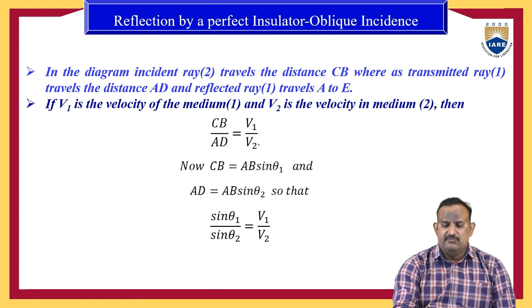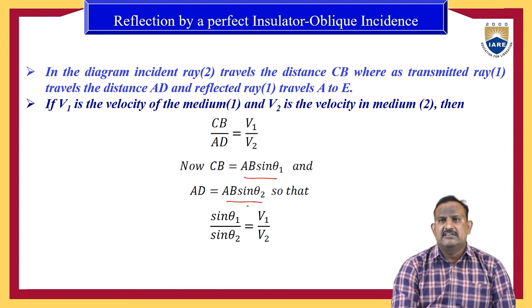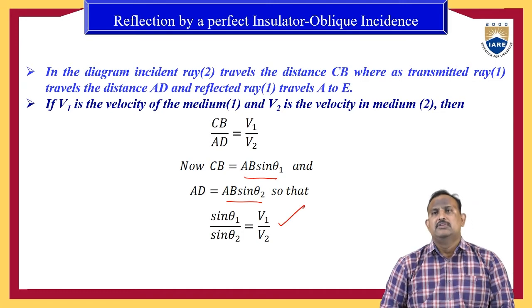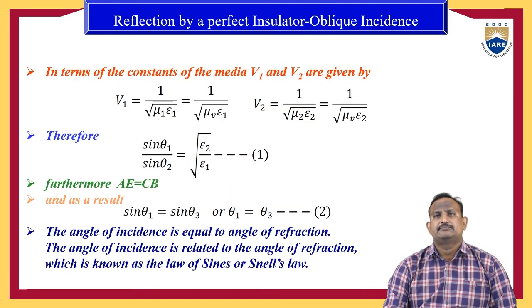Therefore, in the ratio V1 by V2, in place of CB I am writing AB sin theta 1, and in place of AD I am writing AB sin theta 2. So AB cancels out. Therefore, V1 by V2 equals sin theta 1 by sin theta 2.